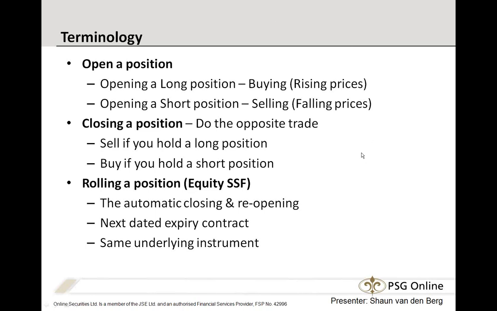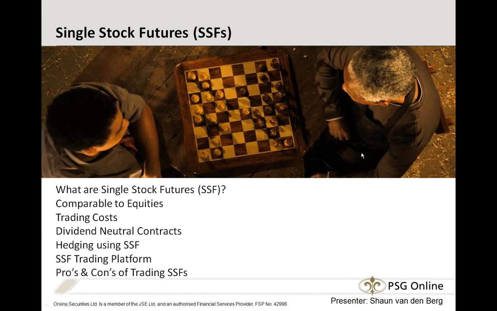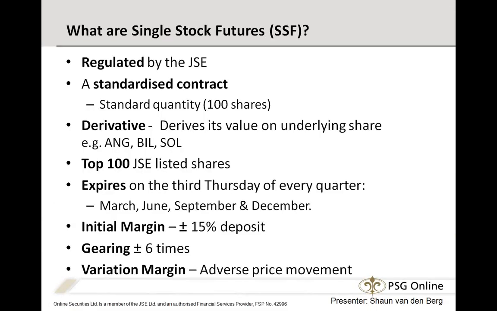Let's go into more detail regarding each of the products. So let's talk about single stock futures first of all. What's the big difference? The main thing about single stock futures is that they are regulated. They're regulated by the JSE in the sense that it gives you the peace of mind that there is some recourse. If something goes wrong with the stockbroker, you can go back to the JSE and ask what's happening here. So you've got some protection there. That's the whole idea about being regulated. PSG Online, for example, is regulated by the Financial Services Board, but also regulated by the JSE.